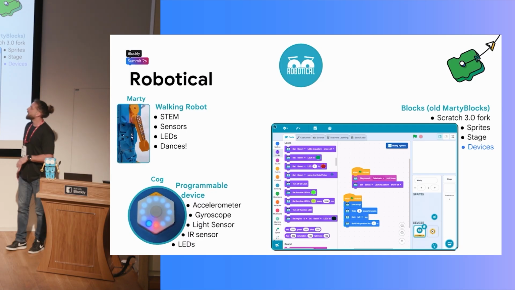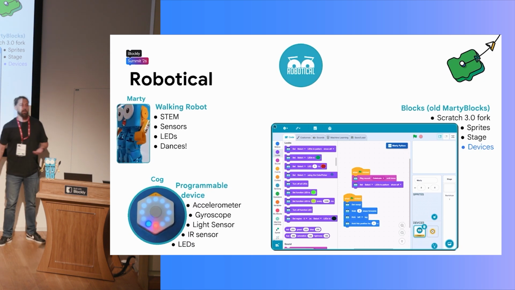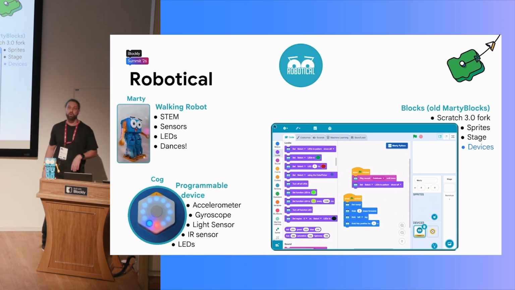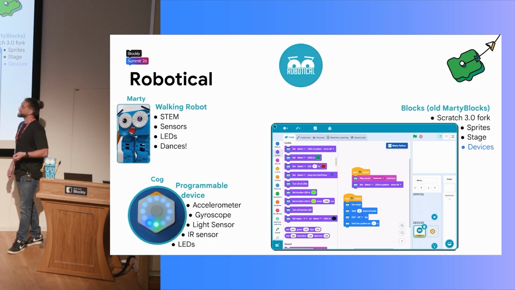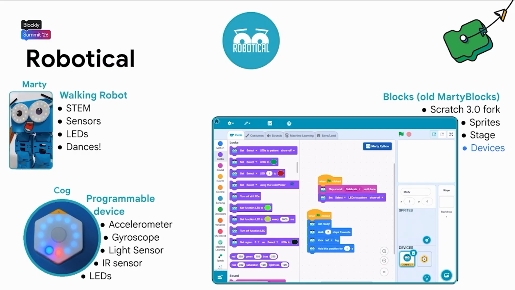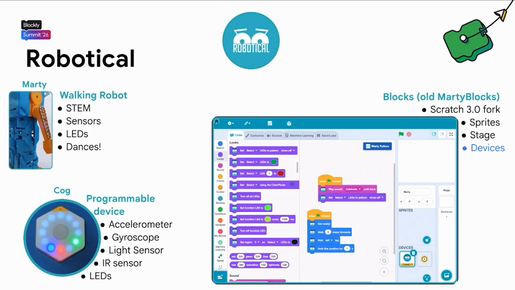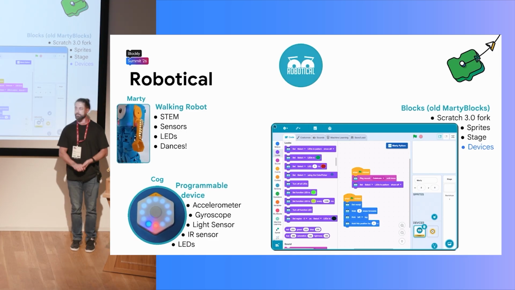Right, so Robotical builds educational robots and software for classrooms. One of our robots is Marty, which is a walking, playful robot that learners can use for programming, robotics, and STEM activities. It is packed with LEDs and sensors, and it knows how to dance too. More recently, we introduced Cog, a newer programmable device with a different set of capabilities. It does have LEDs and sensors, but it really is its own kind of device, so it didn't make sense to expose the exact same programming interface as Marty.